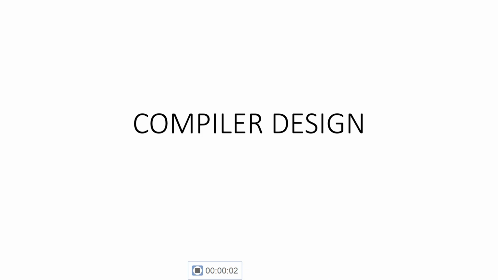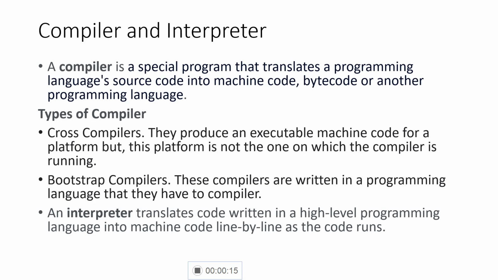Today's presentation is about the basic concepts of compiler and the phases of compiler. So first, before entering into the phases of compiler, we are going to see what is a compiler, what are all the types of compiler available, and what is an interpreter. The main function of a compiler is to convert the high level language, that is our source program, into the machine level language.